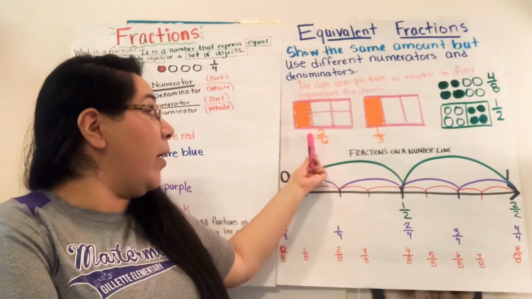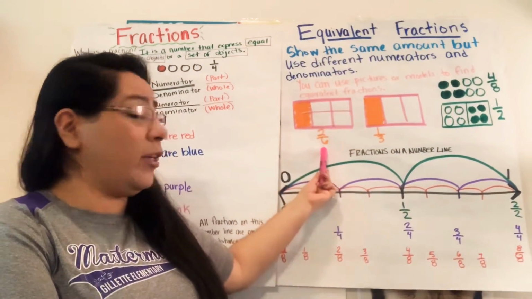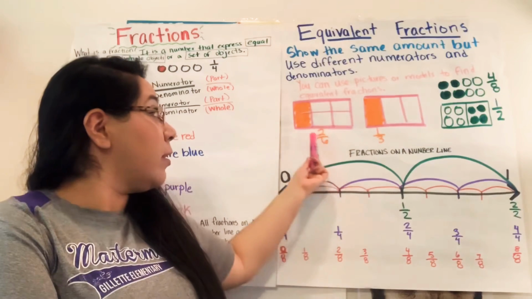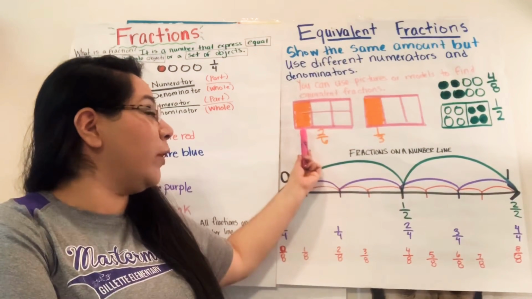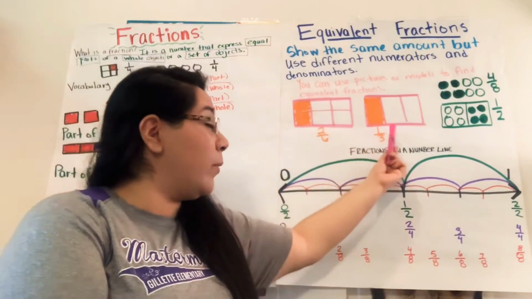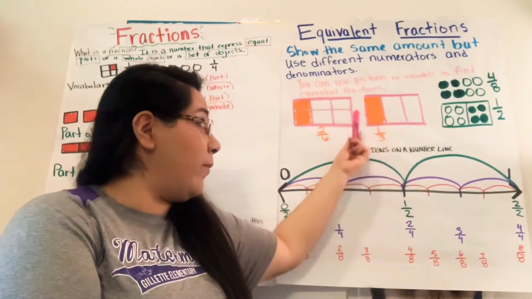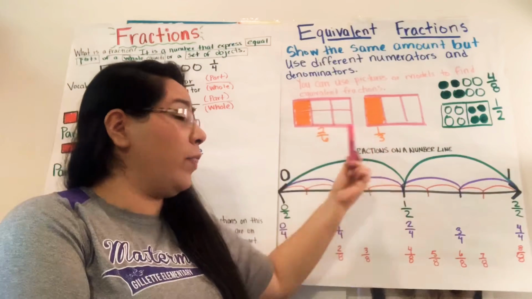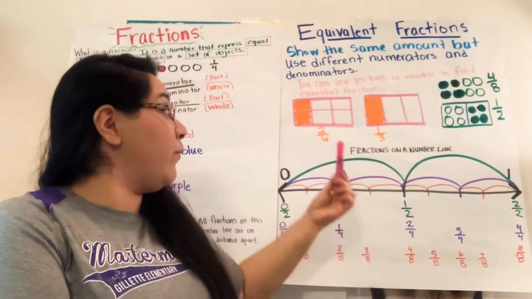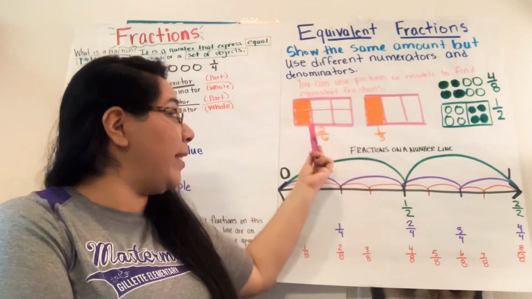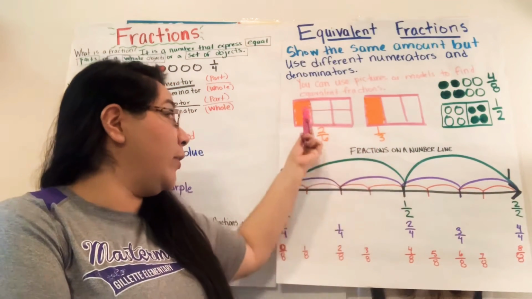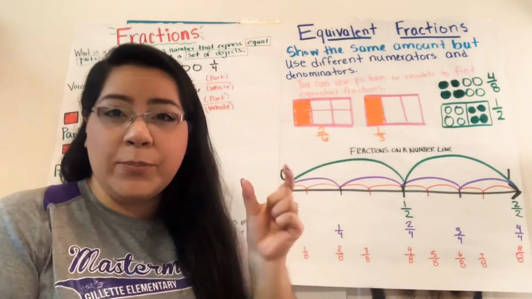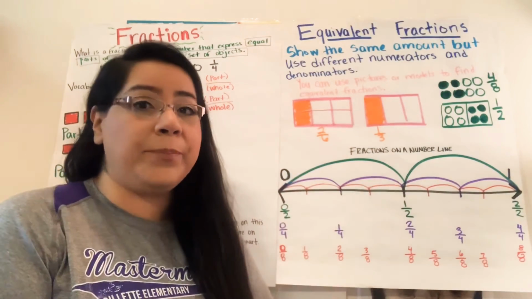Now we have a model. We have a fraction 2/6. There's 2 of them out of 6 that are shaded orange. But as you can tell, we have the same rectangle, but it says 1/3. Now this is a different way to represent the same amount, but with a different numerator and denominator. As you can see, the same amount of space is being filled up.